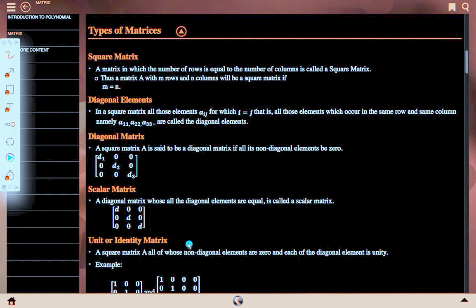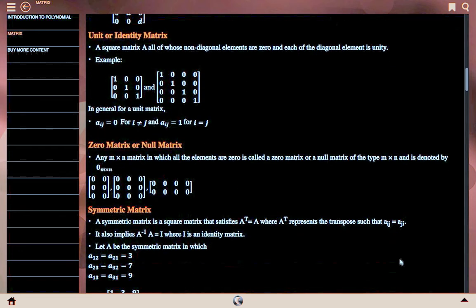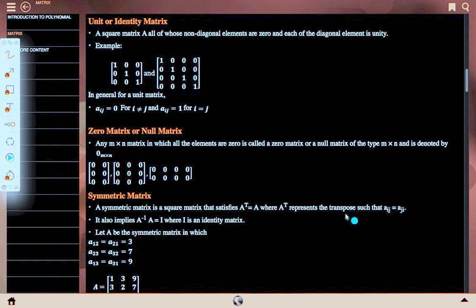Unit or identity matrix. A square matrix A, all of whose non-diagonal elements are 0 and each of the diagonal elements is unity. Example, see here: 1, 1, 1 and all others are 0. And next here, 1, 1, 1, 1. All the diagonals are 1 and the rest are 0. In general, for a unit matrix, aij equals 0 for i not equal to j, and aij equal 1 for i equal j.